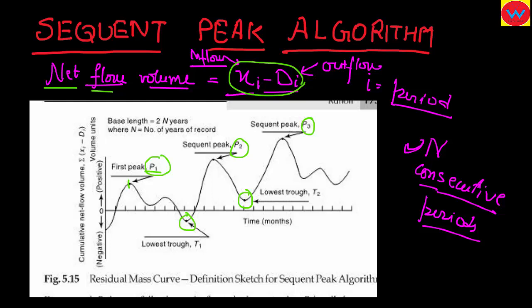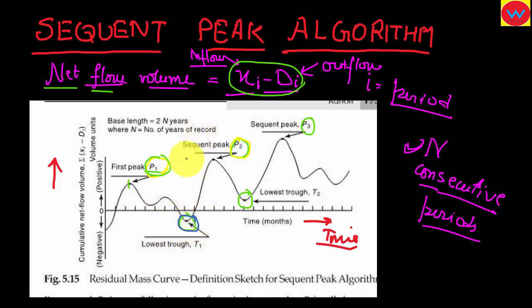So what we do in such cases is calculate the cumulative net flow volume, that is on this axis. This axis is the cumulative value of xi minus di with respect to time. After plotting this graph, we locate our first peak, P1. Then we locate the lowest trough between, and then our next peak, P2. So we have located two peaks, and in between two peaks we have to locate the lowest possible point, that is the lowest trough, which in this case is T1.